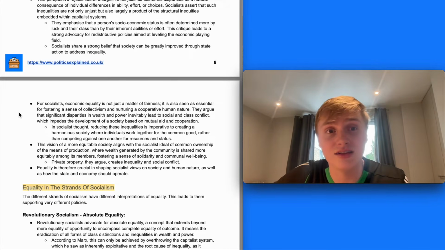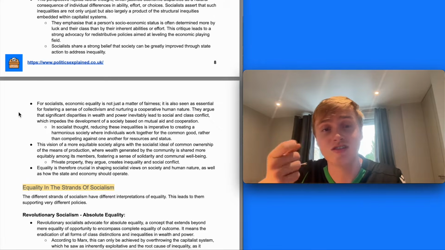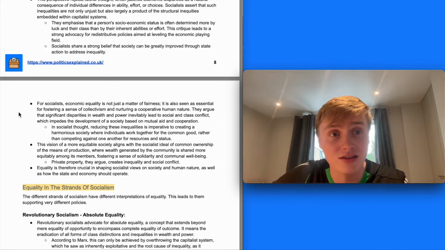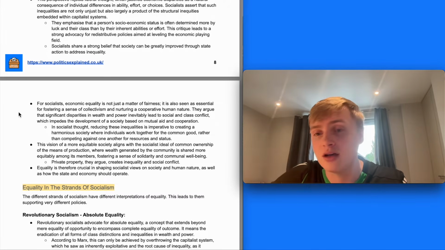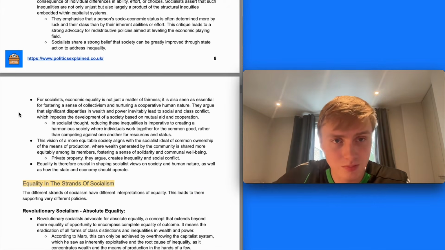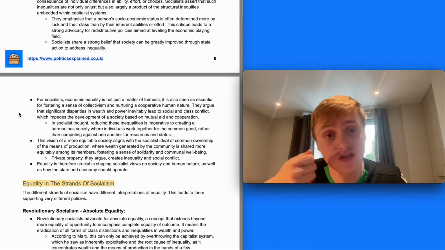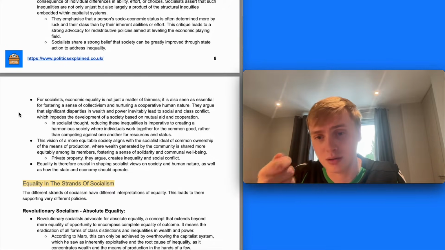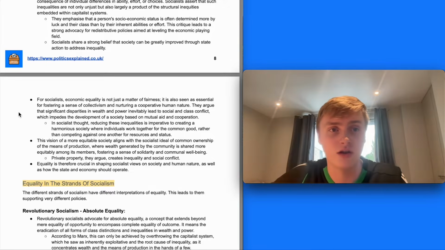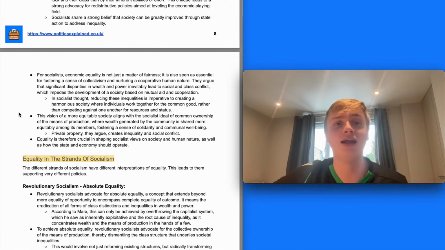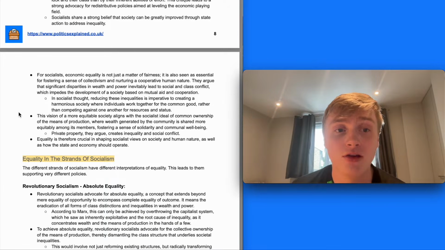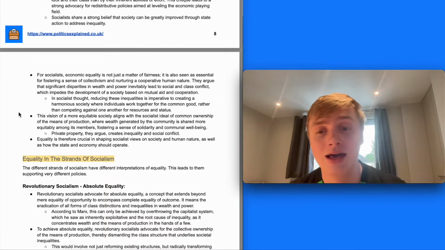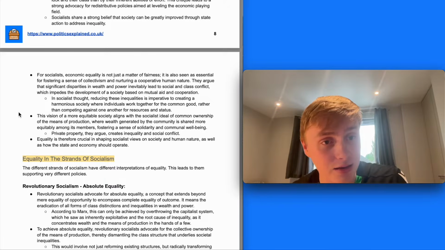And they argue that actually a person's success, their different socioeconomic status, is determined by luck and their class rather than their inherent abilities or efforts. And as a result, they advocate for redistributive policies to level the economic playing field and ensure equality for all. And it's not just a matter of fairness. It's also seen as essential for creating a sense of collectivism and the natural common humanity.